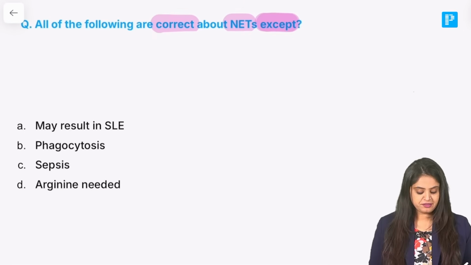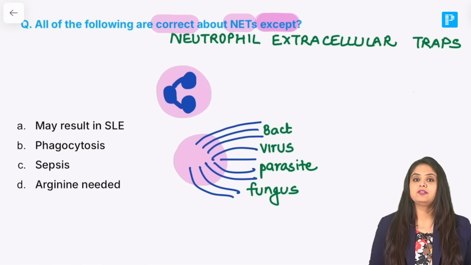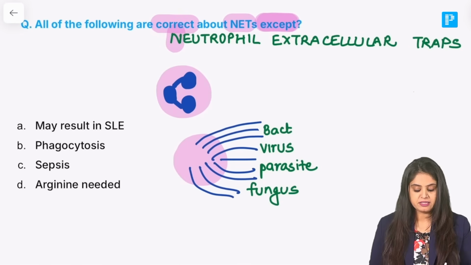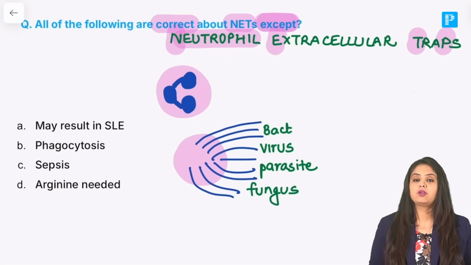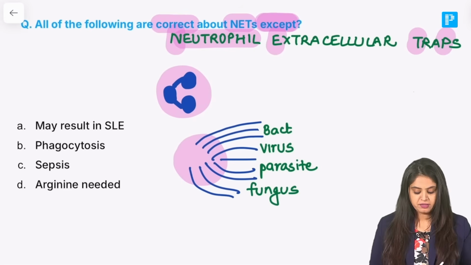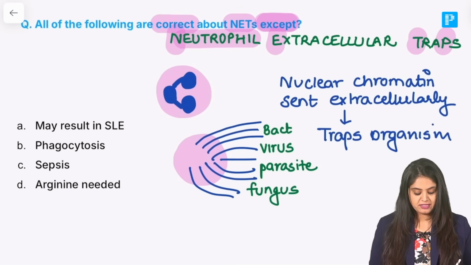So what is NETs? It stands for neutrophil extracellular traps, and that is how we abbreviated it as NETs. The word tells us that the cell in question will always be a neutrophil, as you can see over here. Neutrophil is now going to send all of its nuclear chromatin extracellularly.